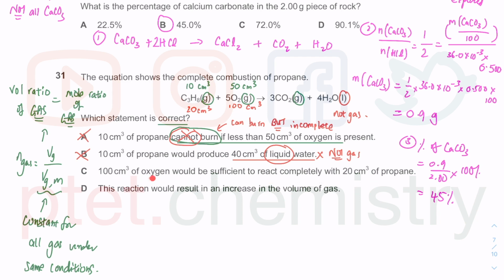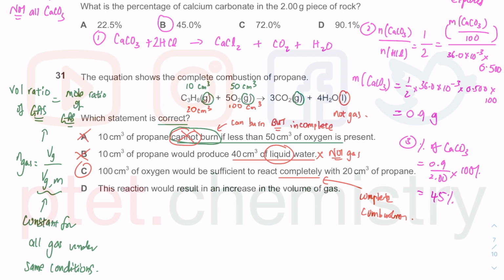So 100 cm cube oxygen would be sufficient to react completely. Completely means complete combustion. If you have 20 cm cube of C3H8, you need 5 times the volume to react completely to give you carbon dioxide and water. So C is actually the correct answer there.